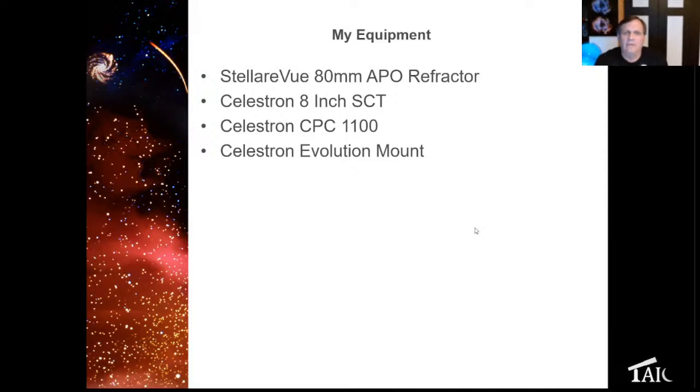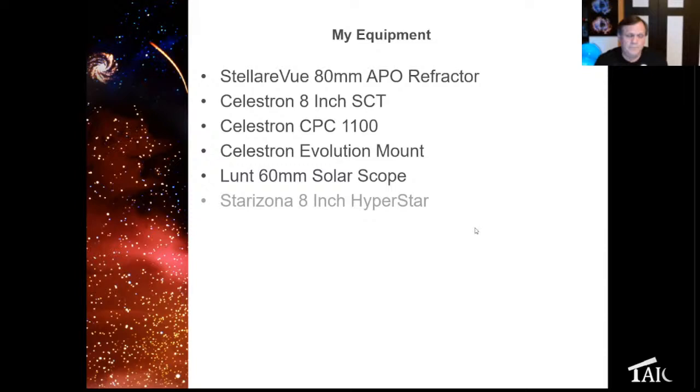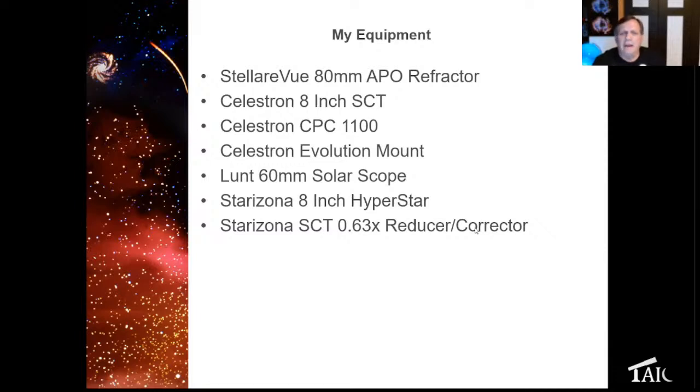And my original Evolution mount, my Lunt solar scope, Starzona 8-inch Hyperstar, and Starzona reducer corrector. I'm starting to get more into galaxy season now, where the Hyperstar is great, but I wanted to get bigger images of the galaxies. So I've been doing some things, and you'll see some of my images coming up where I've done that with the reducer corrector.